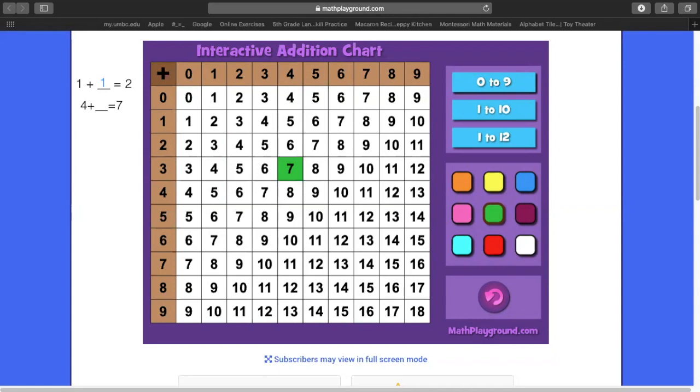And 4 plus 3 equals 7. Yeah, if we draw a line, thank you, Grace. If we draw a line from the 7 all the way back to this side, we get 3. So just like Grace said, we're going to say 4 plus 3 equals 7.